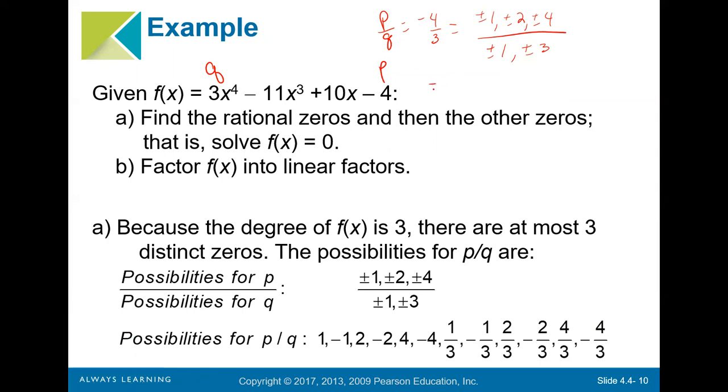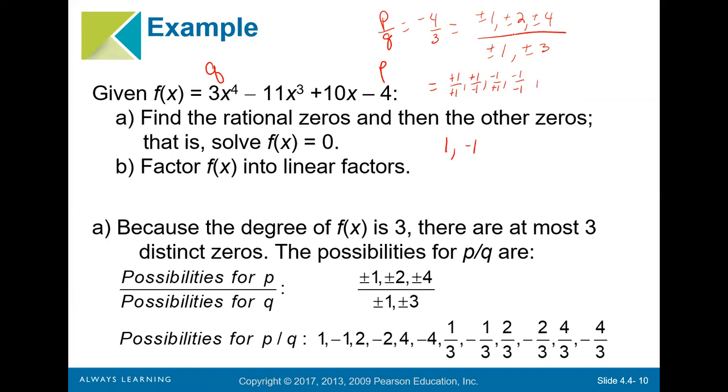So this is basically saying we have plus 1 over plus 1, right? We have plus 1 over -1. We can say -1 over plus 1. We can say -1 over -1. What do these outcomes give me? It gives me a positive 1 and a negative 1.